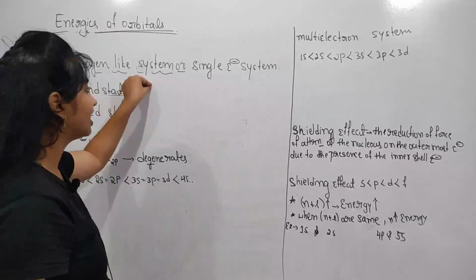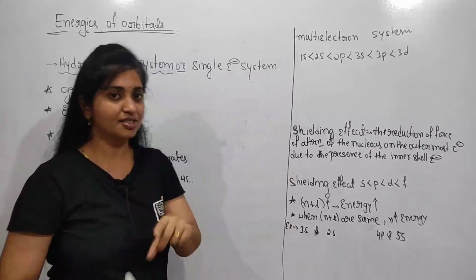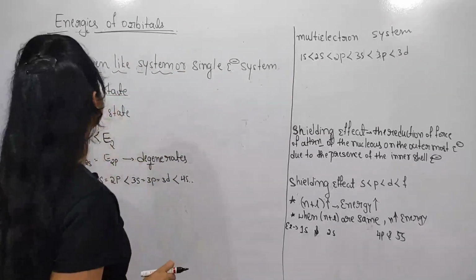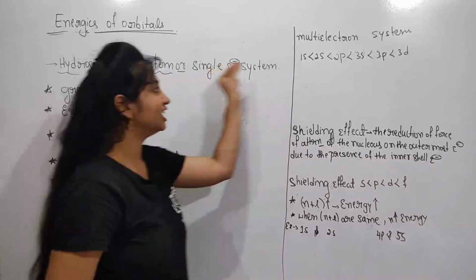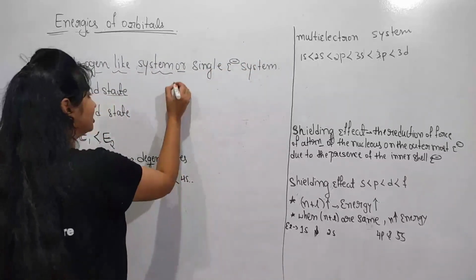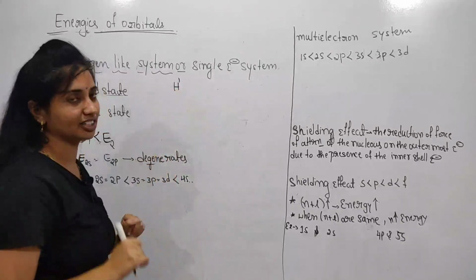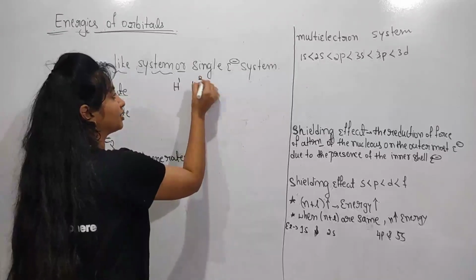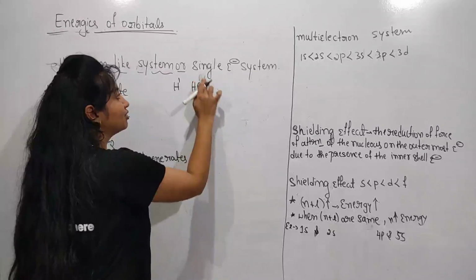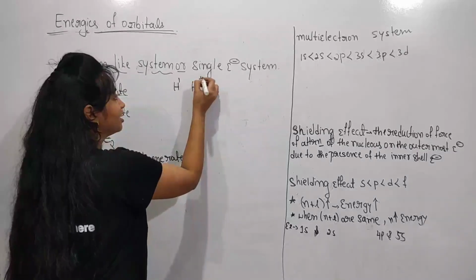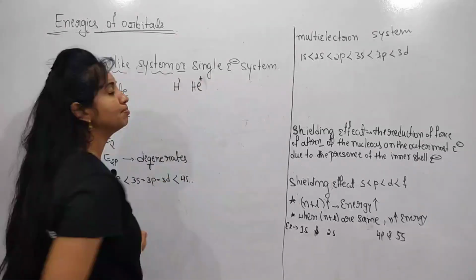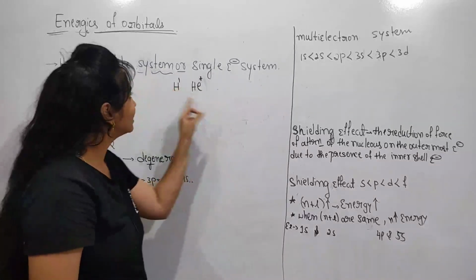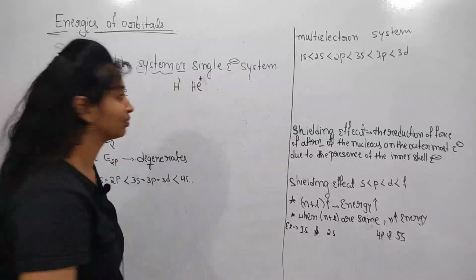In hydrogen we have only one electron. So any system which has only one electron is called a hydrogen-like system or single electron system. See here, in hydrogen we have only one electron. In helium we have two electrons. When I remove one electron from this helium atom, I write it as He+. So here also we have only one electron. This is called a single electron system.